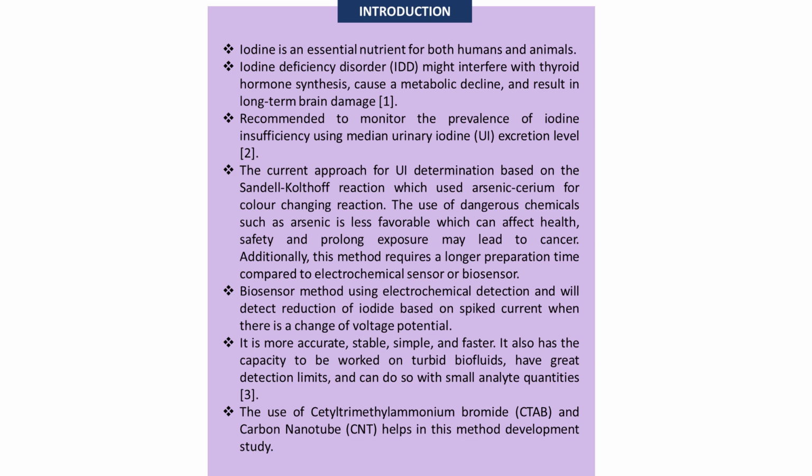The biosensor method uses electrochemical detection and will detect the reduction of iodide based on the spike in current when there is a change of the voltage potential. It is more accurate, stable, simple, and faster. It also has the capacity to work on turbid biofluid, has a great detection limit, and can do so with small analyte quantities. The use of cetyl trimethyl ammonium bromide (CTAB) and carbon nanotube (CNT) helped in this method development study.